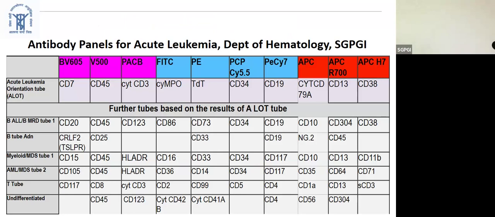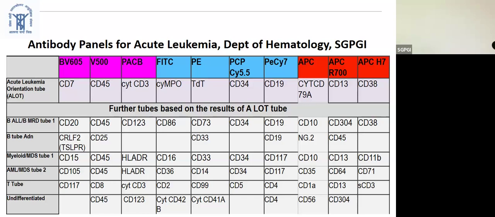So this is the first tube and what we call the acute leukemia orientation tube. If you see, this tube has got cyto TdT, CD34 and CD45, these three things will give you an idea whether this is a mature neoplasm or an immature neoplasm, right? So anything which is dim to negative for CD45 will be the blast region. Anything which is positive for TdT or anything which is positive for CD34 are the blasts. Now the first job is done with CD45, CD34 and TdT, that these are blasts. Then you start classifying them.